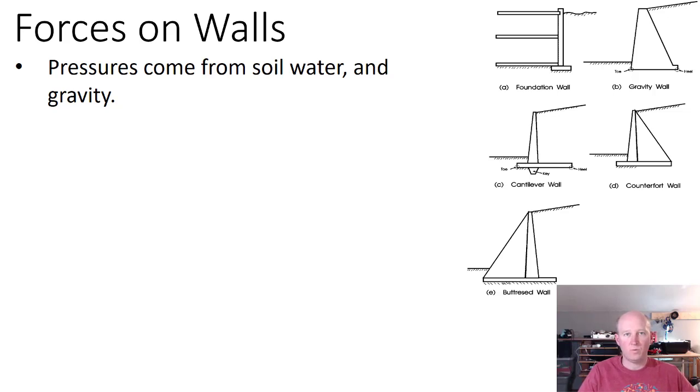So last time we learned how to calculate pressures on walls, and now we're going to turn those pressures into forces. So the pressures come from soil, and there's the at-rest condition, there's the active condition, there's the passive condition, and we talked about non-cohesive materials and cohesive. So non-cohesive meaning something like sand or gravel, a granular type material.